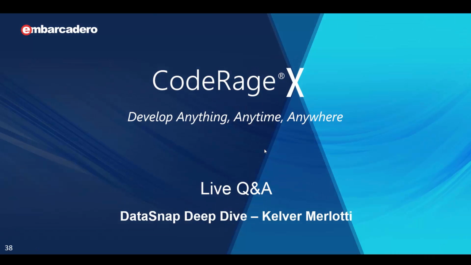Let me see if there's one more. There was one more about binary instead of JSON. Again, I guess your own marshalling of your own objects. Sorry, David, I didn't understand you. At 4:47, Greg is asking, is it possible with DataSnap to use a binary format instead of JSON?